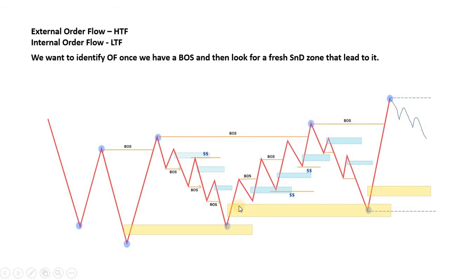We look for the extreme and a fresh demand zone that led to the break of the structure. When we have another break of structure, we look for the extreme and the fresh demand zone that led to the break of structure. When we have our zones, what we do is simply to wait for price to come to our zone and hope that the market reacts from our zone or reverses from our zone.